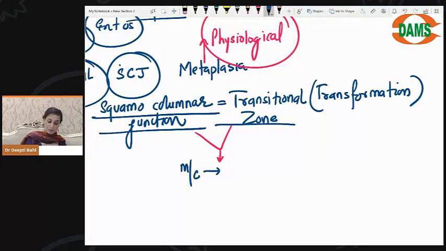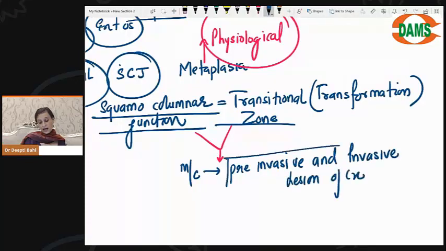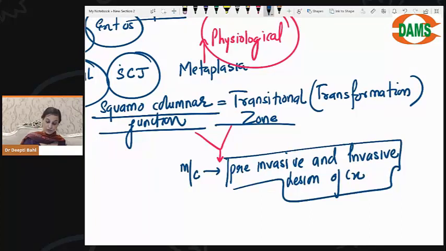pre-invasive and invasive lesions of the cervix. So if malignancy is going to happen in the cervix, it is going to happen most commonly in this area. It can happen in the other areas as well, but the most common site for cervical malignancy is this transformation zone or squamocolumnar junction, right? So this is important. We will talk about malignancies later, right? But this is what you need to know when we talk about the squamocolumnar junction.